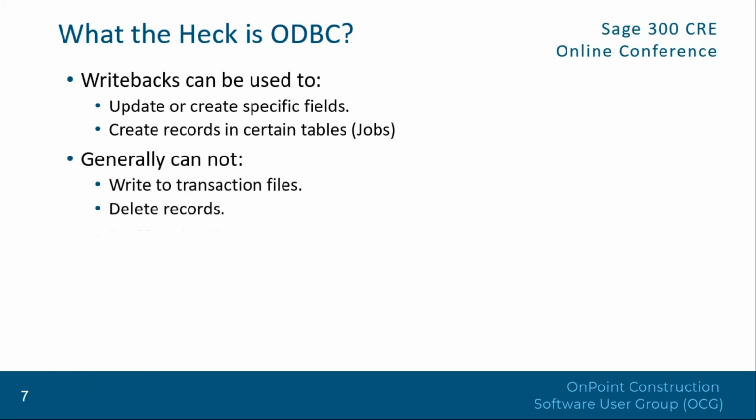Okay. What you generally cannot do with a writeback is, number one, write to a transaction file. There are certain transactions that have to go through the native Sage system, because when they get posted, they update many buckets and do a lot of things in the background, and you just couldn't update the fields directly because things would be out of balance.